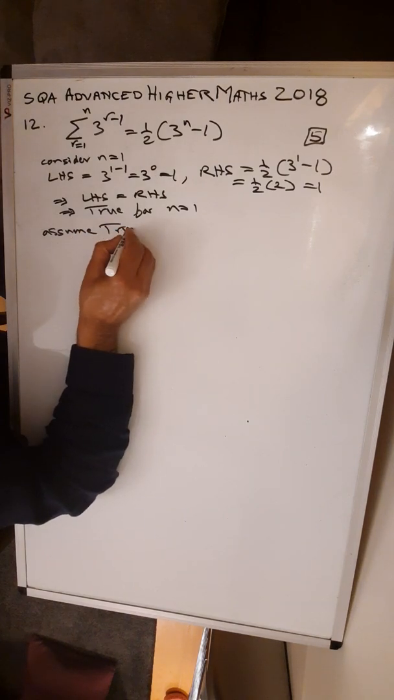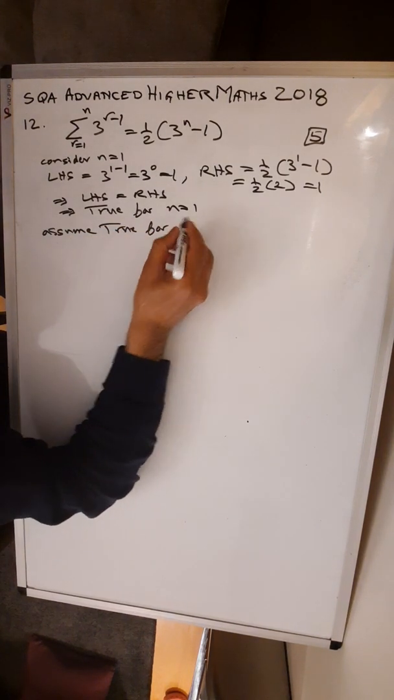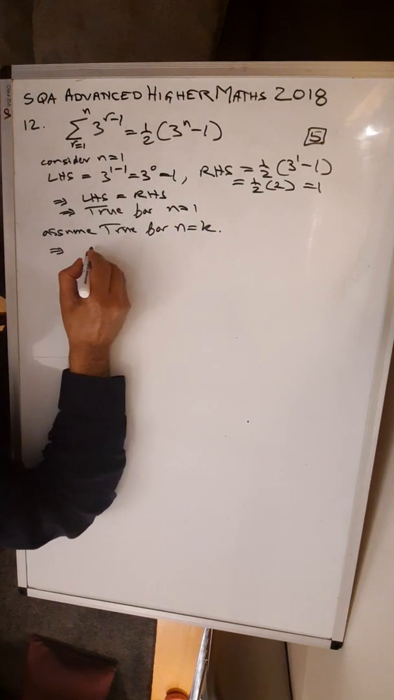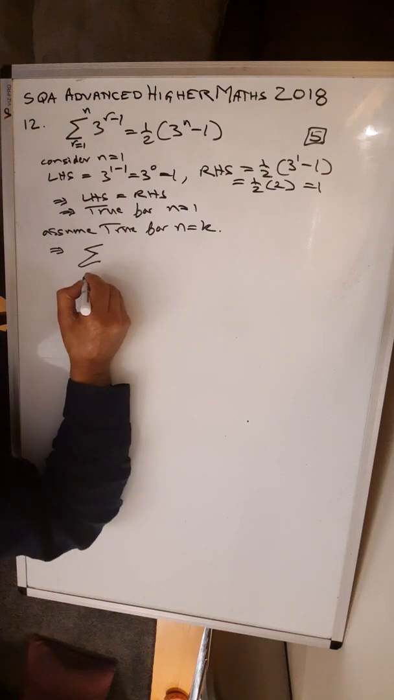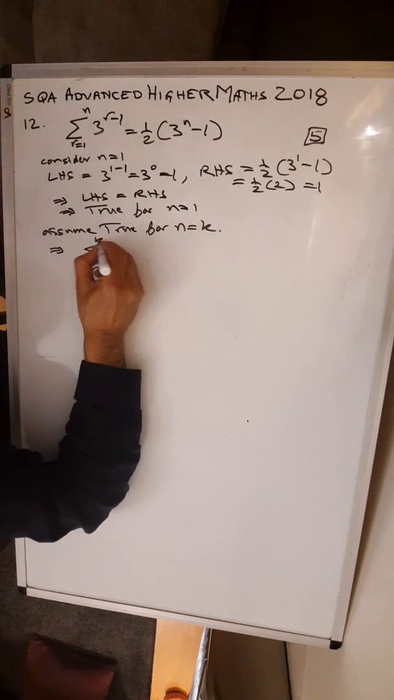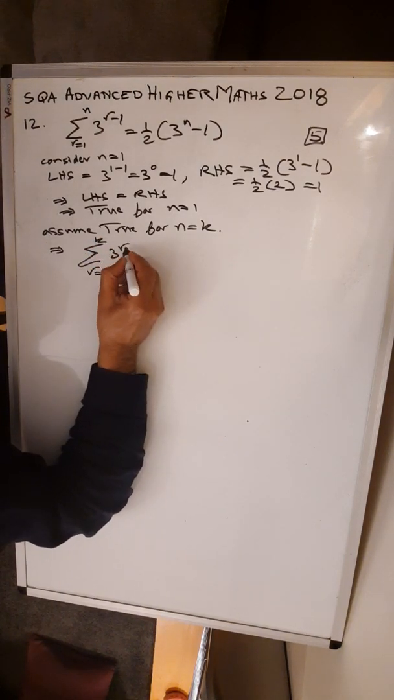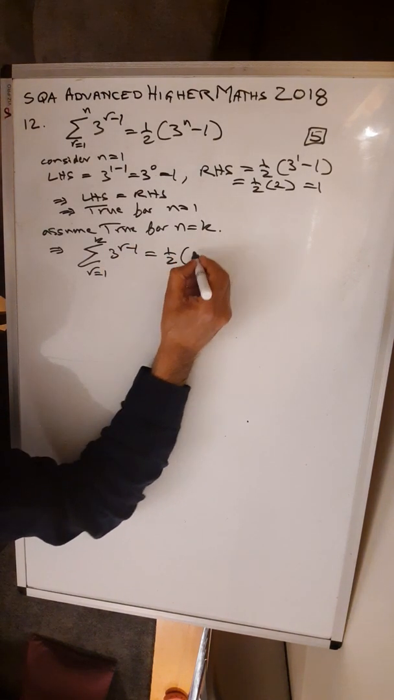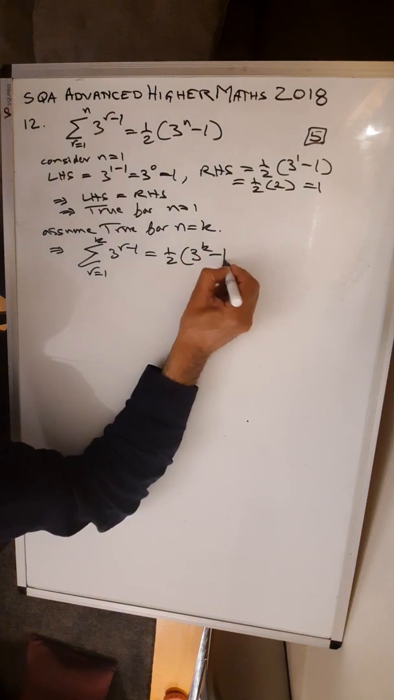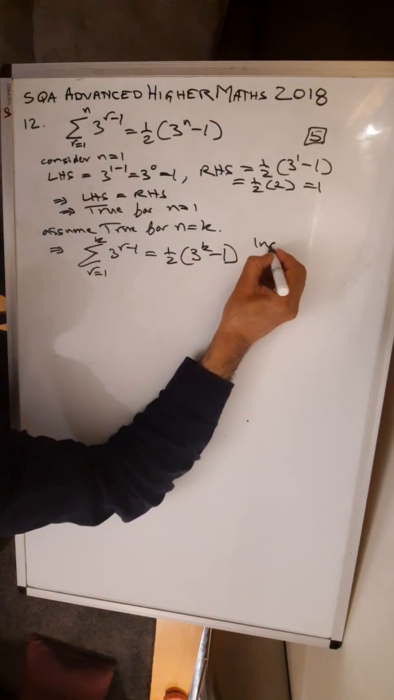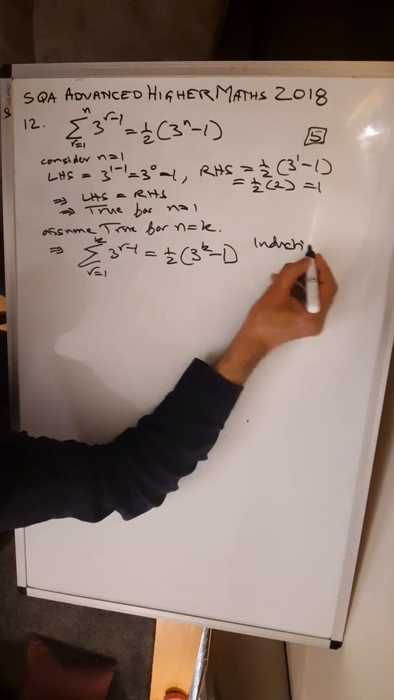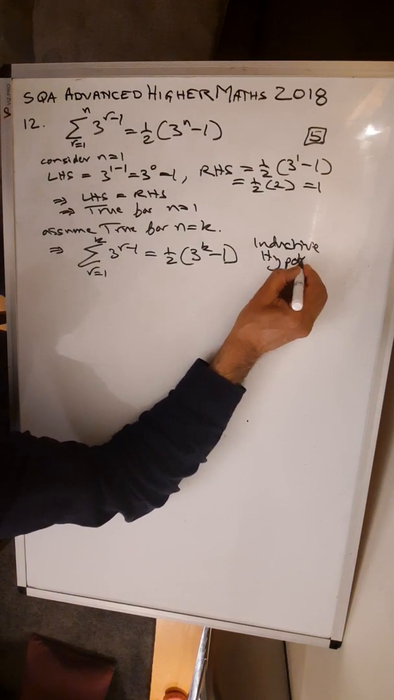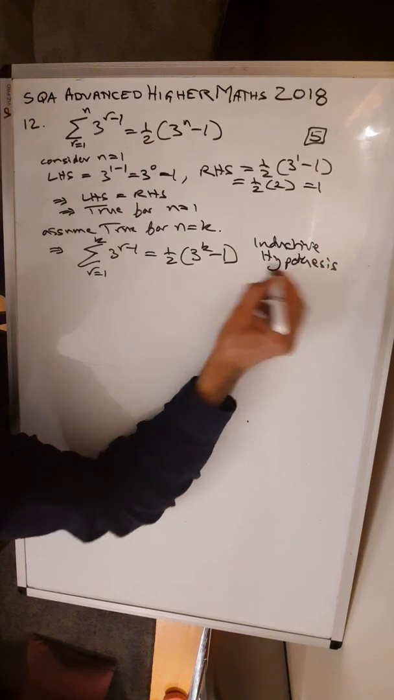Assume true for n equals k. So that means that the sum of r equals 1 to k of 3^(r-1) is equal to half times (3^k - 1). This is your inductive hypothesis. Let's call it 1.